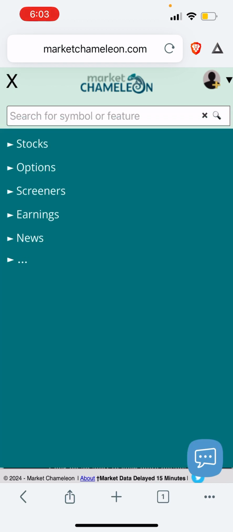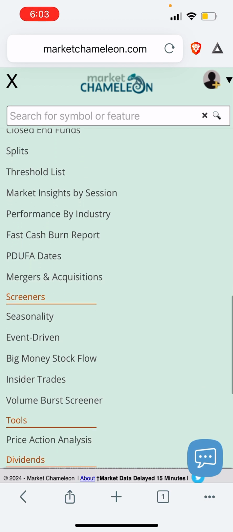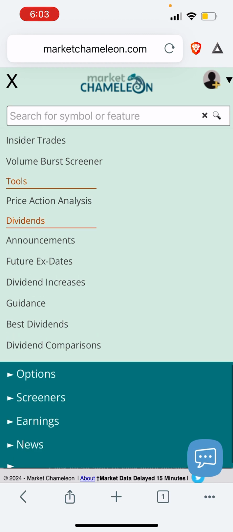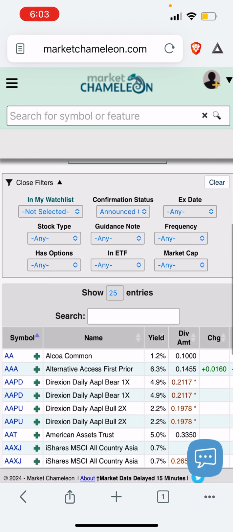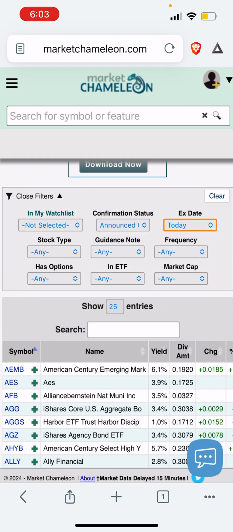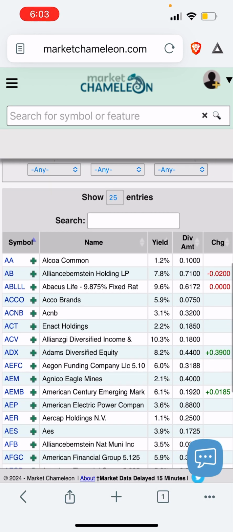So you're gonna click here, and in here you're gonna click on basically stocks, and you're gonna scroll all the way down, and in stocks you're gonna go all the way to the dividends section. But in here we're just gonna filter. So you're gonna click on future X date, and I just like to do the next 30 days dividend. So we're gonna change to next 30 days dividend, and here there's a lot of stuff.